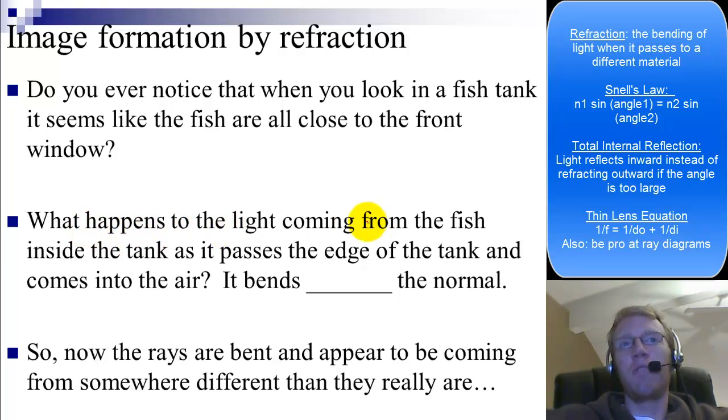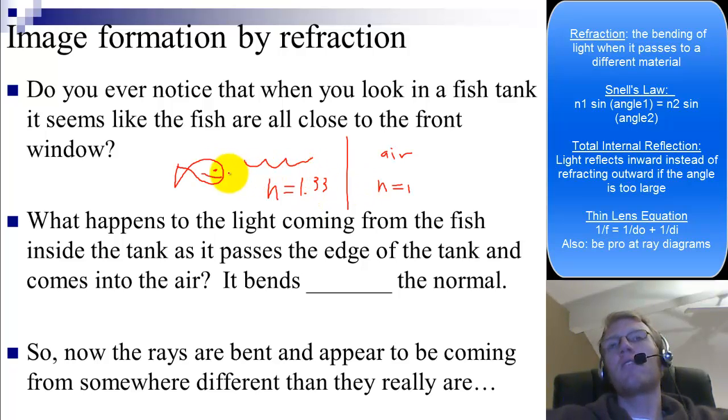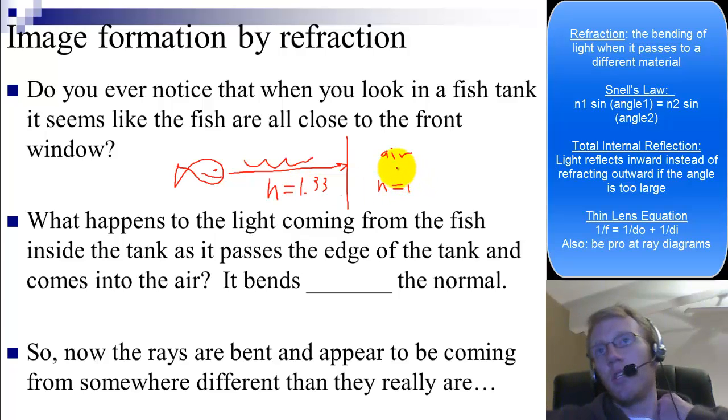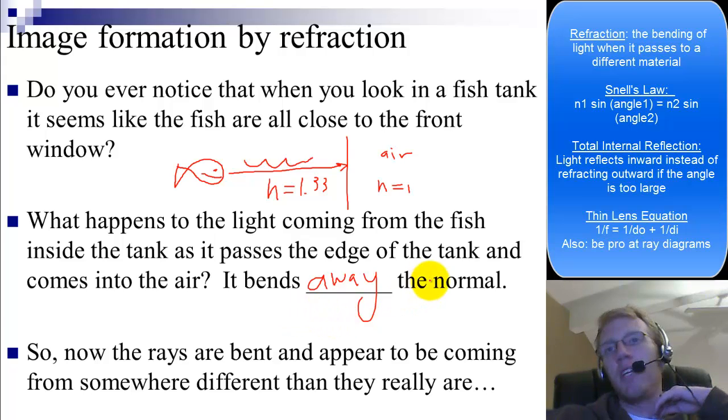When light comes from the fish tank to the outside, it bends which way? Inside you've got all this water, that's n equals 1.33. And outside you have air, so that's n equals 1. And then maybe you've got yourself a nice little happy fish. So when the light rays are coming from the fish out, they're going from a high index material to a low index material, which means they're going to bend which way? You tell me. Think about it. Away. Hope you got that right. So they bend away from the normal.